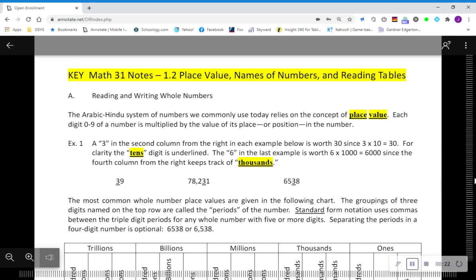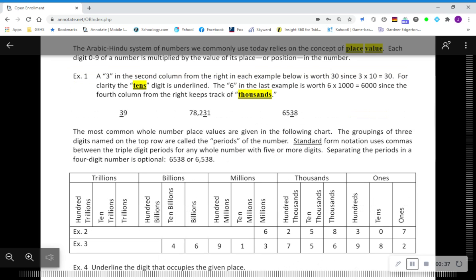Okay, the first thing we're going to look at is the Arabic Hindu system of writing down numbers. It's commonly called the place value system, and we're lucky to have inherited this from them. The first example here, we have a 3, but its place value is in the tens column. So the meaning of that 3 is really not 3. It's 3 times its place value. 3 times 10 would be 30. So that would normally be a 3, but because it's in the second column from the right, it means 30.